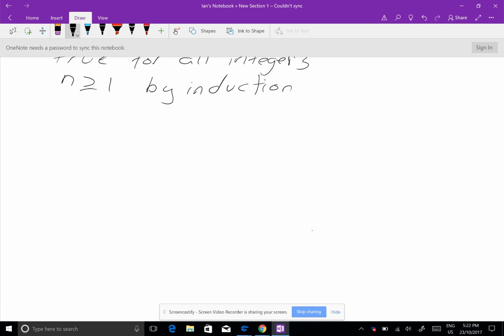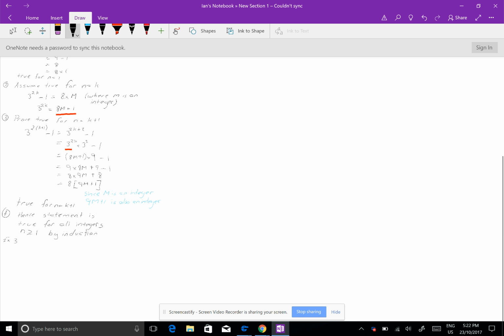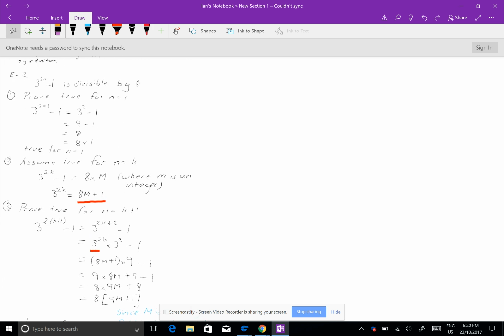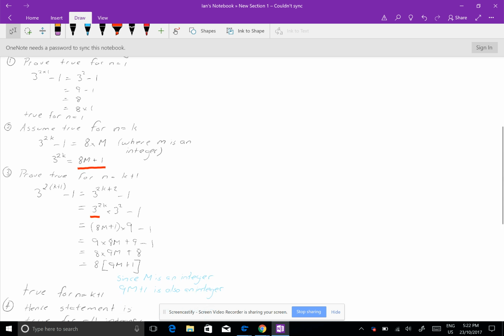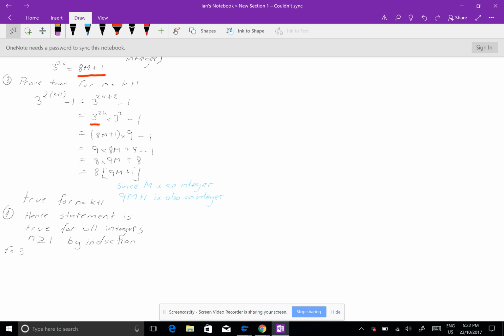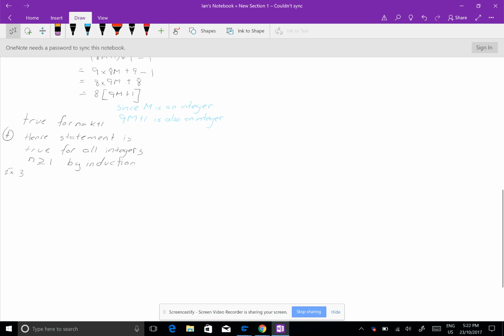Okay, the last one, example number 3. And we'll just have another look at that so you can see it again. What did I do? Proved it's true for n equals 1, wrote it as 8 times 1. Assume true for n equals k, put the m where m is some integer in, got 3 to the 2k equals 8m plus 1. Proved it true for n equals k plus 1. Make sure you put the brackets around the k plus 1, so you get 2k plus 2. Expand, simplify, factorise, and you're there.